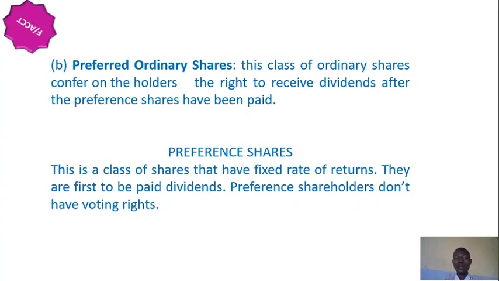I pointed out that ordinary shareholders, they are the real owners. But preference shareholders, they don't have voting rights, because they are first to be paid dividends. And they also have a fixed rate. I mentioned can be 5% preference shares, 10% preference shares, depending on the situation.